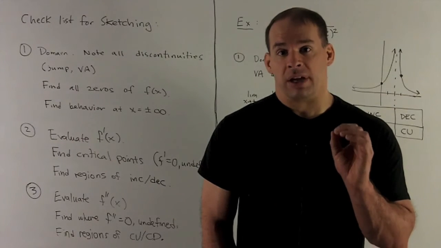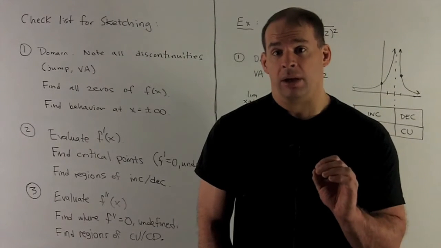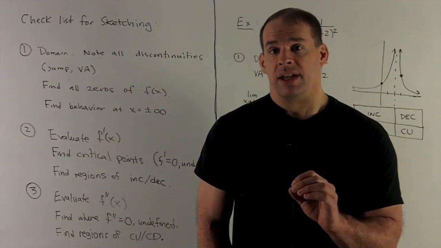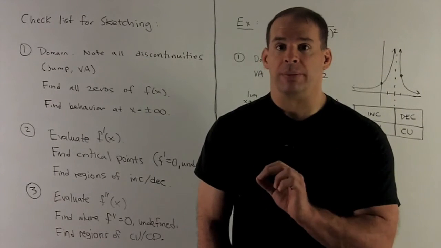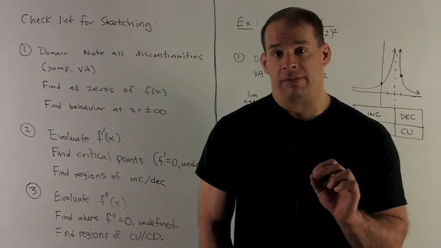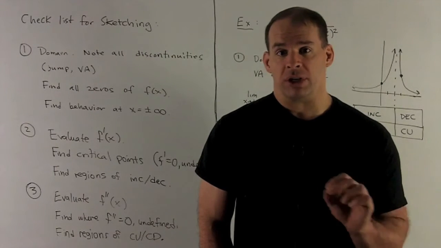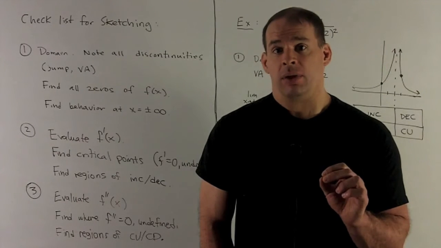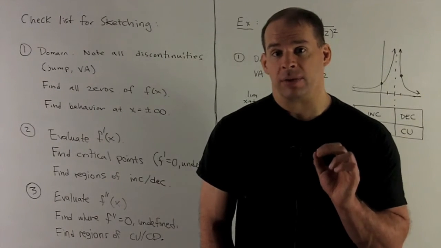So, regions increasing and decreasing. Once we've carved up the domain with the critical points and the discontinuities, we'll want to check one point in each region against the first derivative. If the first derivative is positive, we'll have a region of increasing. If it's negative, we'll have a region of decreasing. That's everything I can do with the first derivative.